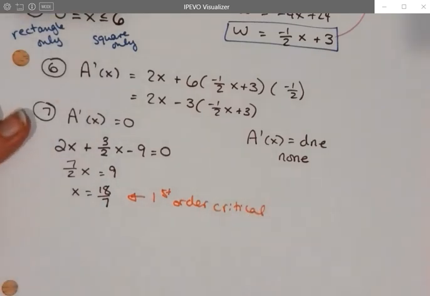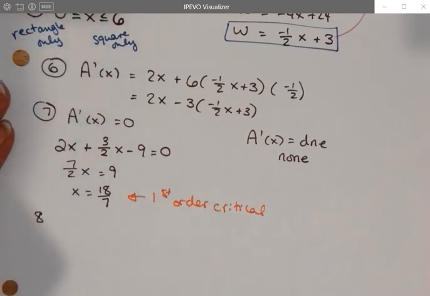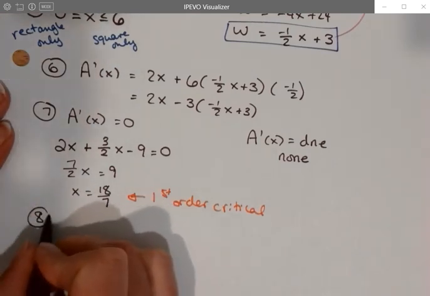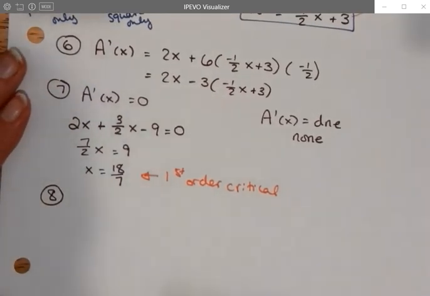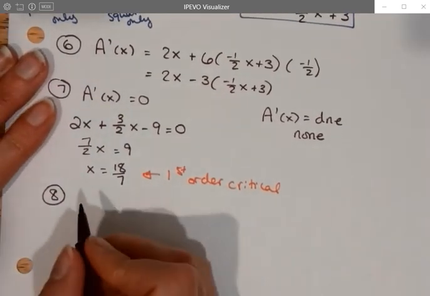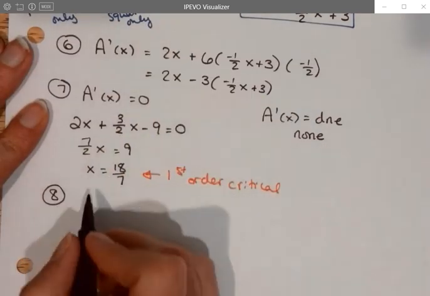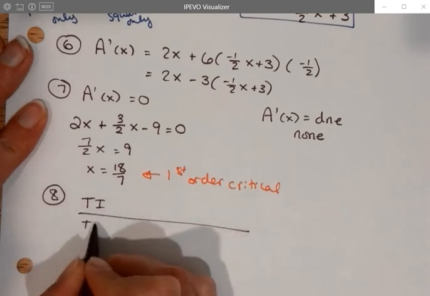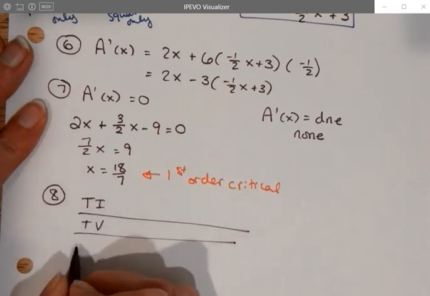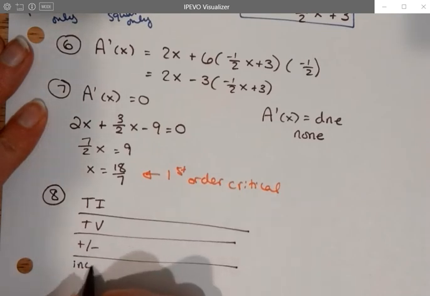Once we have that first order critical value, we're going to go and do some testing. All right, so we've already used the test for absolute extrema and the second derivative test. So just for fun, we'll use the first derivative test. So I just want to partition the domain into intervals, and so we'll do test intervals. We'll get some test values, we'll get some sign of the first derivative, and we'll get increasing, decreasing.